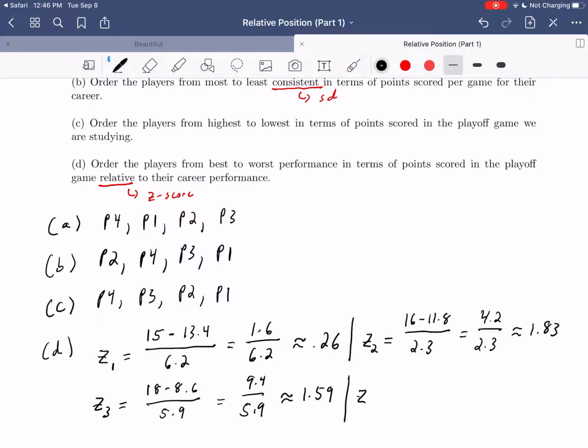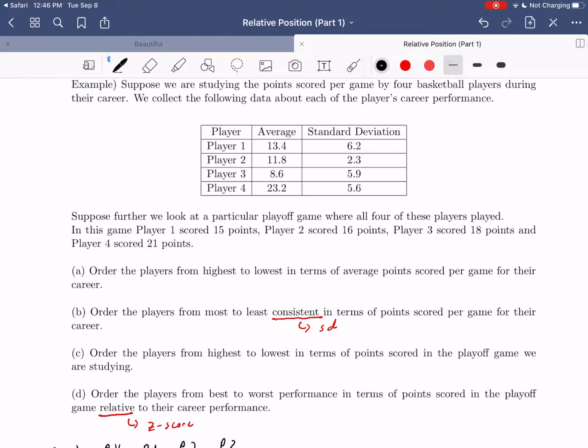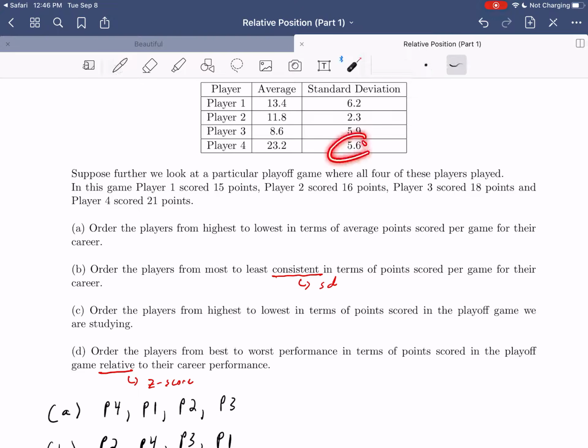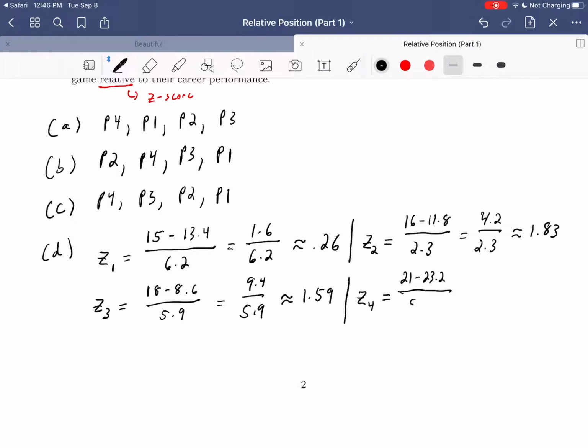Finally, for player 4, and then we'll actually put all this together. For player 4, they scored 21 points versus an average of 23.2. So 21 minus 23.2 divided by their career standard deviation, which was 5.6. So we'll have 5.6 in the denominator. Notice that they'll have a negative up top, negative 2.2, because they were 2.2 points below their career average. And if we do that division, we would say negative 0.39. So notice that they have a negative z-score, even though they scored the most raw points. Compared to their average performance, they were actually below average.